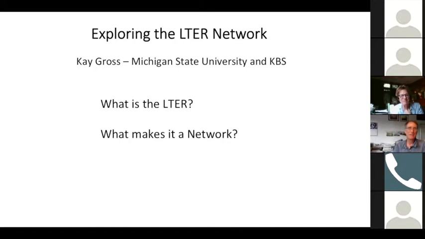Okay, so I'm going to try and give an overview of what the LTR is, and more importantly for this meeting, what makes it a network. I think that's one of the things that makes this whole enterprise quite different. It's not just research at a single lab or a single institution. It really is an effort to be a network, and that's why we feel this is important. We want the undergraduates who are getting involved in the LTR to feel like they're part of a network. Next slide.